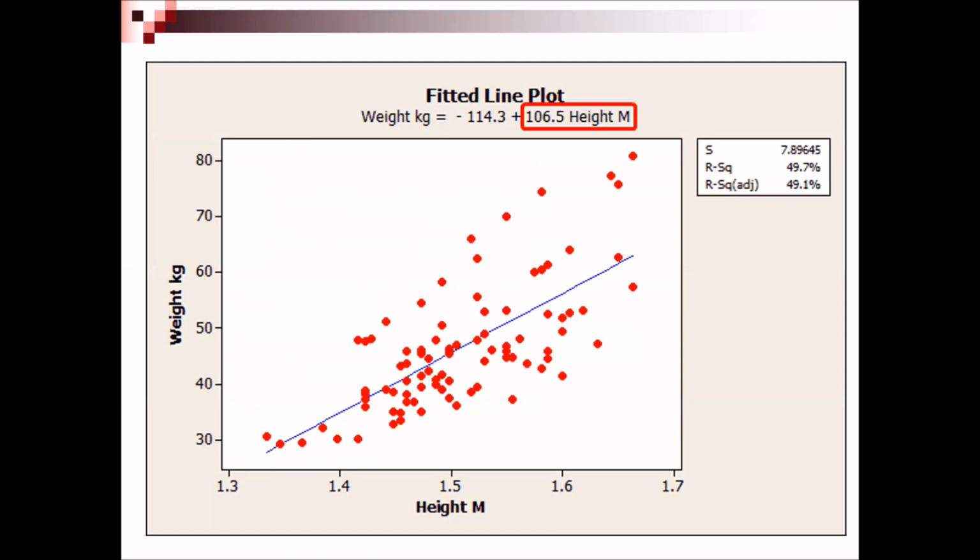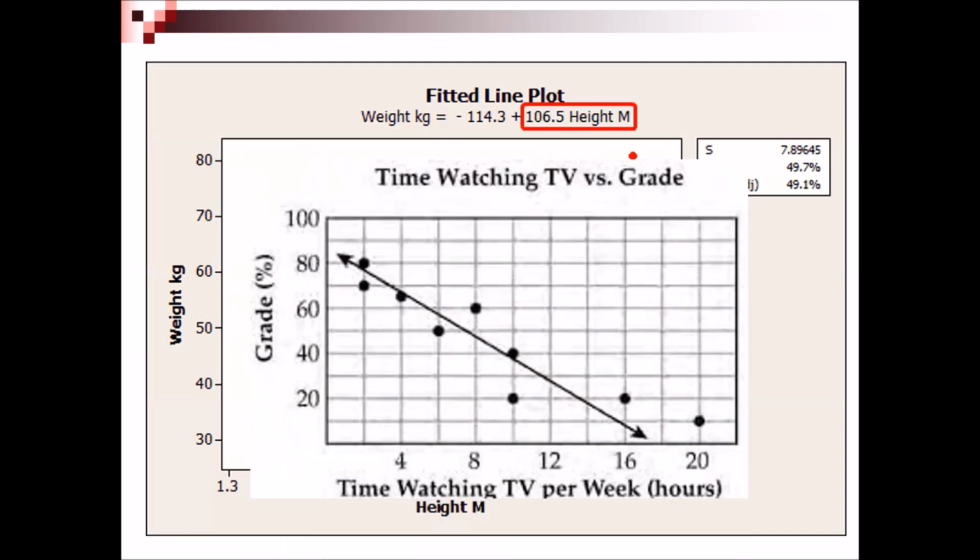And so we can put this into a little chart here. We're going to talk about what all this stuff means right here, R squared, adjusted R squared, and everything else. Here's another one, meaning your time watching TV versus your grade. And so we can see what happens here.